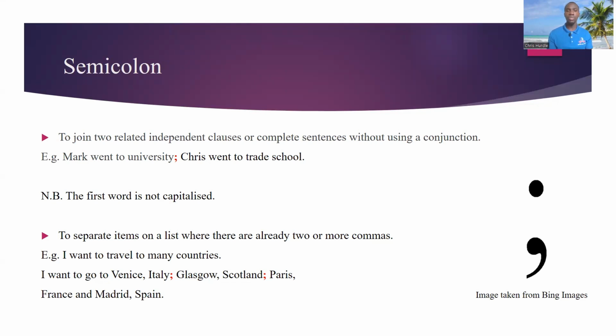And as you see, the two sentences are related, right? Mark went one place, Chris went another place, okay? So the sentences are connected, and to connect them, we use a semicolon. But they are two complete sentences, just remember that. And they are related. So in this context, if we want to use a semicolon, we have to have two complete sentences that are related to each other.